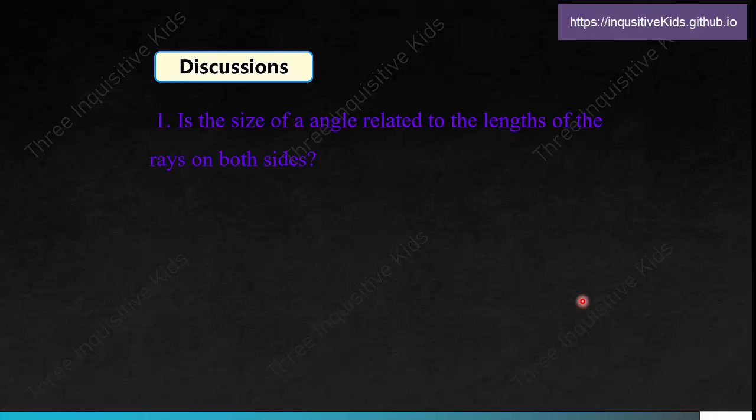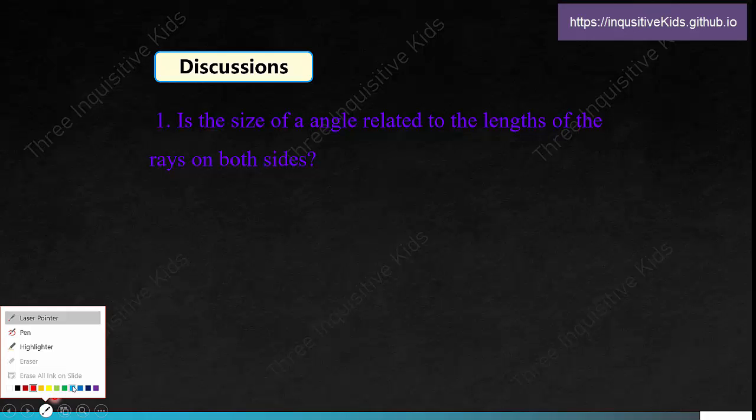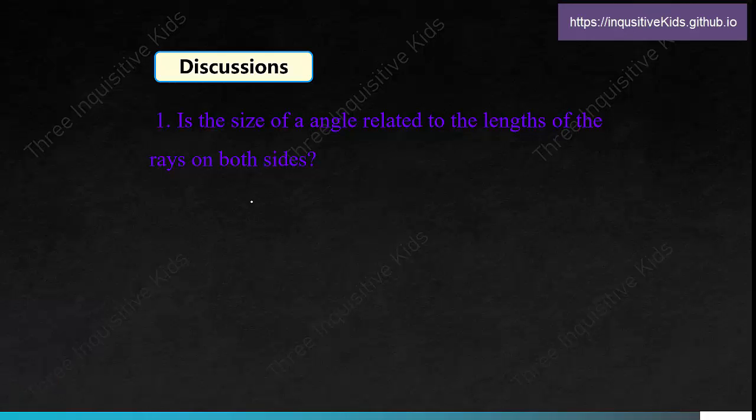Here are some discussions. 1. Is the size of an angle related to the lengths of the rays on both sides? The answer to this question is no. Because an angle, let me draw a picture. Here, for example, we have an angle, and these are rays. I'm going to add arrows just to emphasize that. When we measure an angle, what are we measuring? It's the space in between. The size of an angle is the space in between.